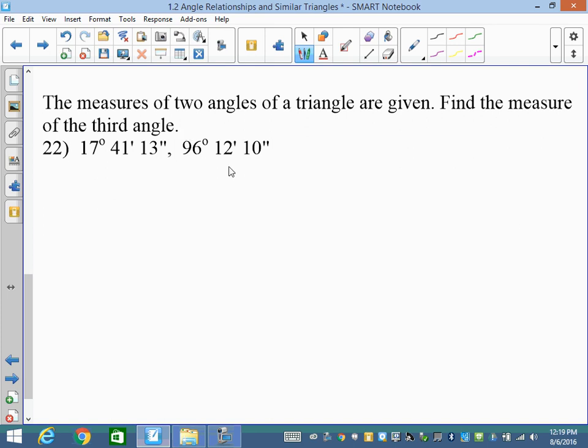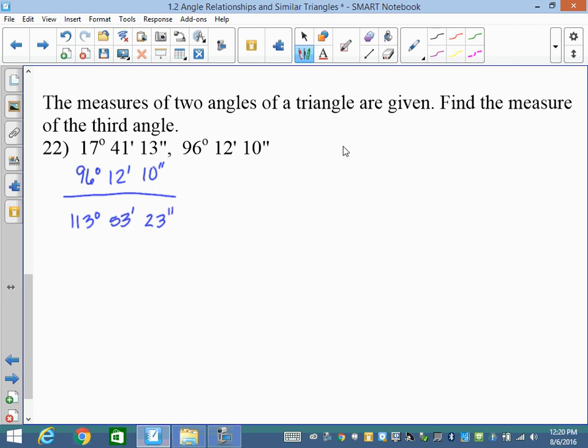So we add the 2 angles together. I'm going to just bring this guy below. So 96 degrees, 12 minutes, and 10 seconds gives me 96 plus 17, because I really want to make sure I don't make mistakes, gives me 113 degrees. 41 and 12 gives me 53 minutes. And 13 and 10 gives me 23 seconds.